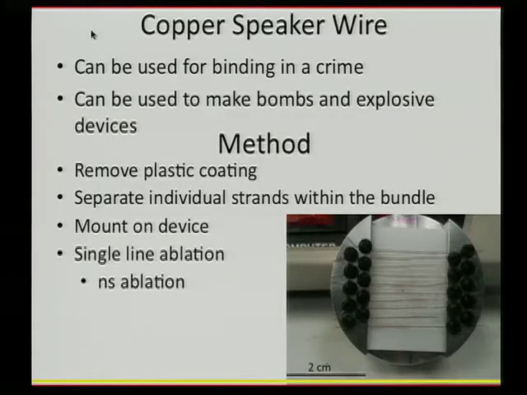So let's switch gears and look at copper speaker wire. Copper speaker wire can be used in binding for a crime, and again, also in bomb making. So how speaker wire is actually made is that they take multiple rolls of these thin copper strands, anywhere from 10 to 15. And they're all on individual rolls, and then they're wrapped and twisted together, and then they're coated in a plastic coating.